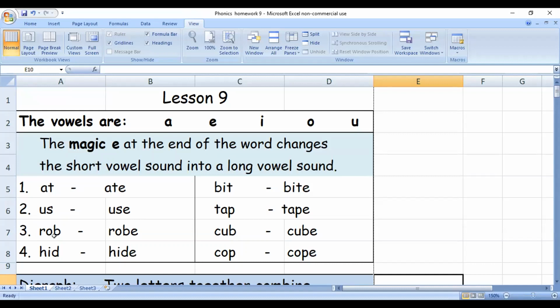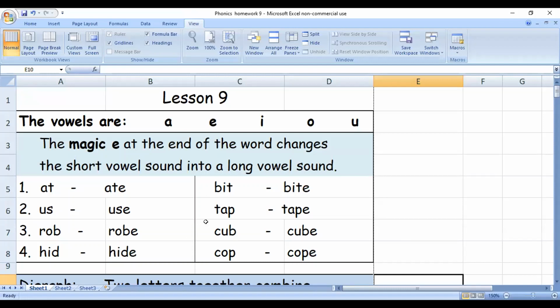Rob. Now that is the short vowel. When I add the magic E, this becomes longer, O. So you read it as robe. Hid: when I add the magic E, the sound becomes long, the name of the letter, I. So it becomes hide.